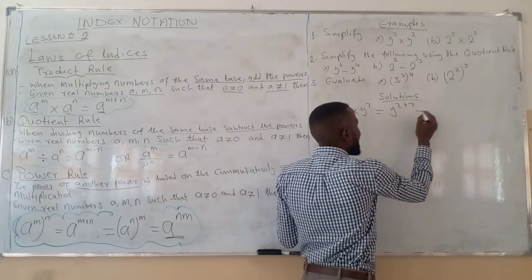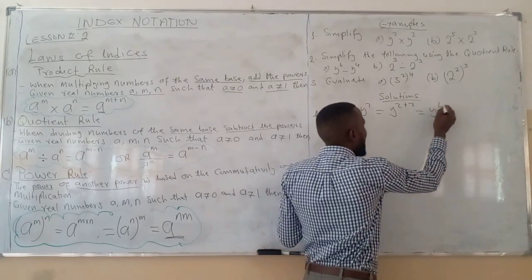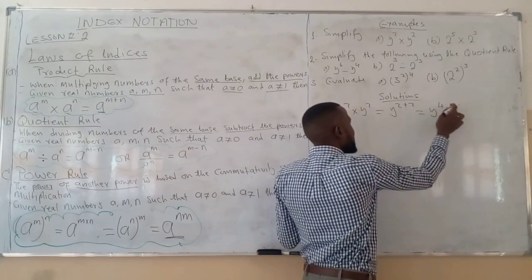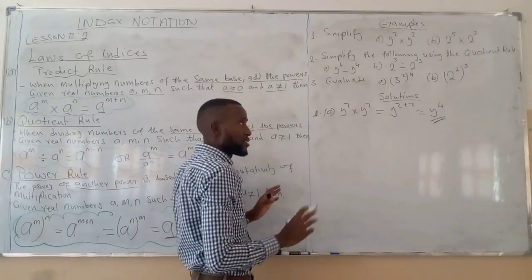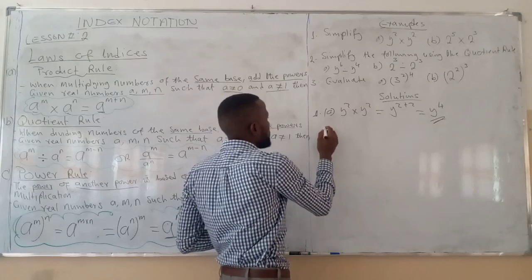Hence my final answer now will be y to the power 4. 2 plus 2, the answer is 4, and that will be my final answer. Okay, done deal. We move on to question B.